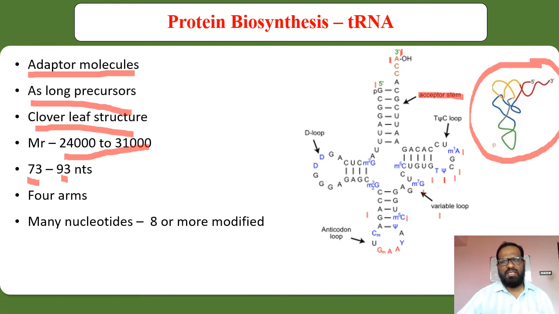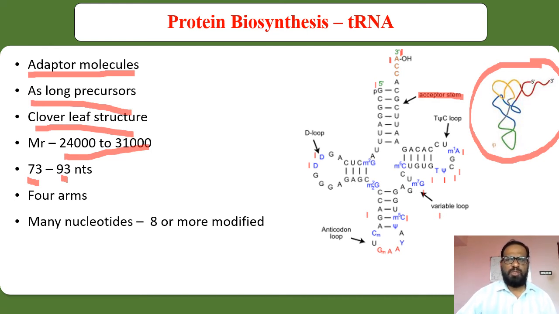Then you can find that this is the cytosine methylated at the 5th position. And in this way, if you come to this particular region, these are the two dihydrouridines that are present. And altogether, if you take any tRNA molecule, a minimum of 8 modified bases will be there. That is also one of the very important things.